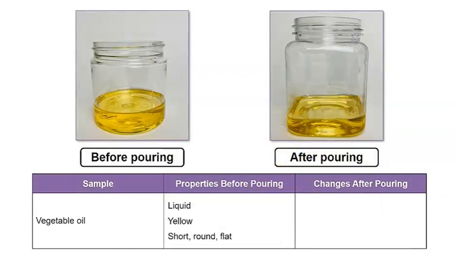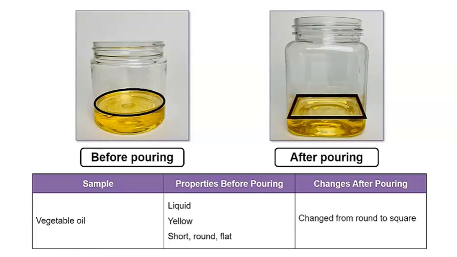Do you notice any changes after pouring? In the first container, the oil is round. In the second container, the oil changed from round to square. But the oil is still a liquid and it is still yellow. Let's observe the cotton ball next.